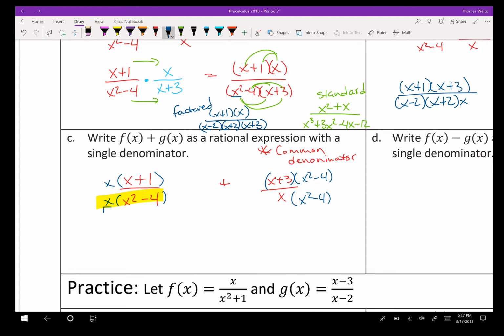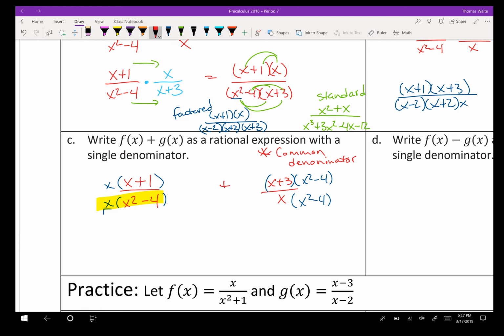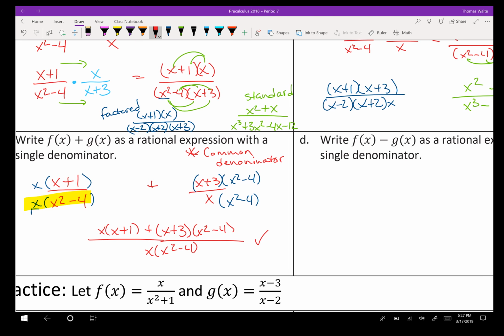Now again, we could write this in standard form, we could write this in factored form. For simplicity, because I trust that you can distribute and write in standard form, I'm just going to leave this in factored form so that the video doesn't get too long. x plus 3. And then I could write this factored, but I'm just going to leave it as is, to be honest. And that's all over x times x squared minus 4. Again, if you wanted to multiply this all out and combine like terms, you could, but we don't need to for the purpose of this question. It just said write as a rational expression with one denominator. We've done that. Check. All right.